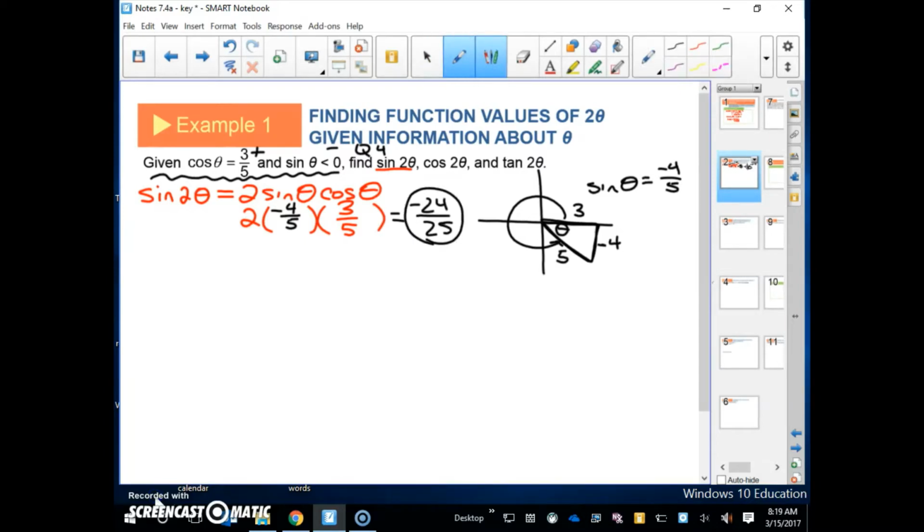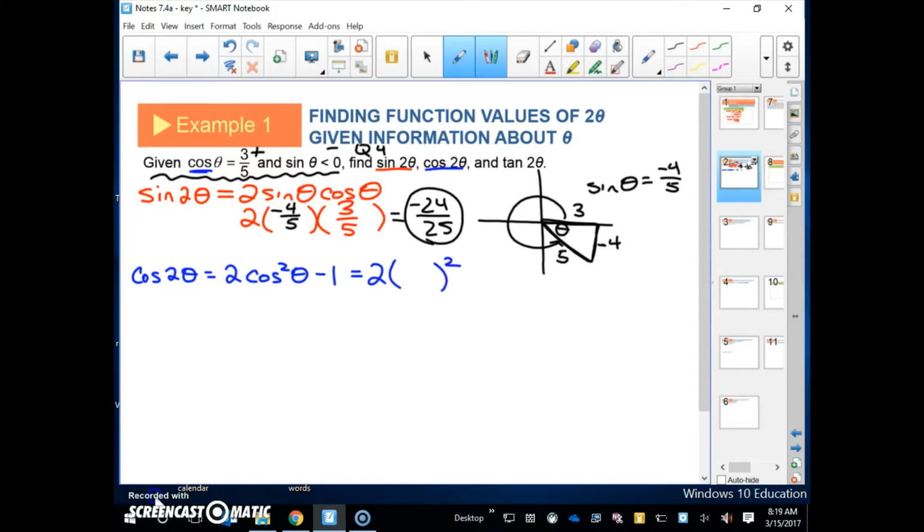25. So next, let's do cosine 2 theta. Cosine 2 theta. We've got 3 different choices there. And so really you want to pick one. It doesn't really matter. I would probably use the one that has just cosine in it because that's what was given to me in the problem. Okay, so I would probably choose the identity that says 2 cosine squared theta minus 1. Just because, for a couple of reasons.